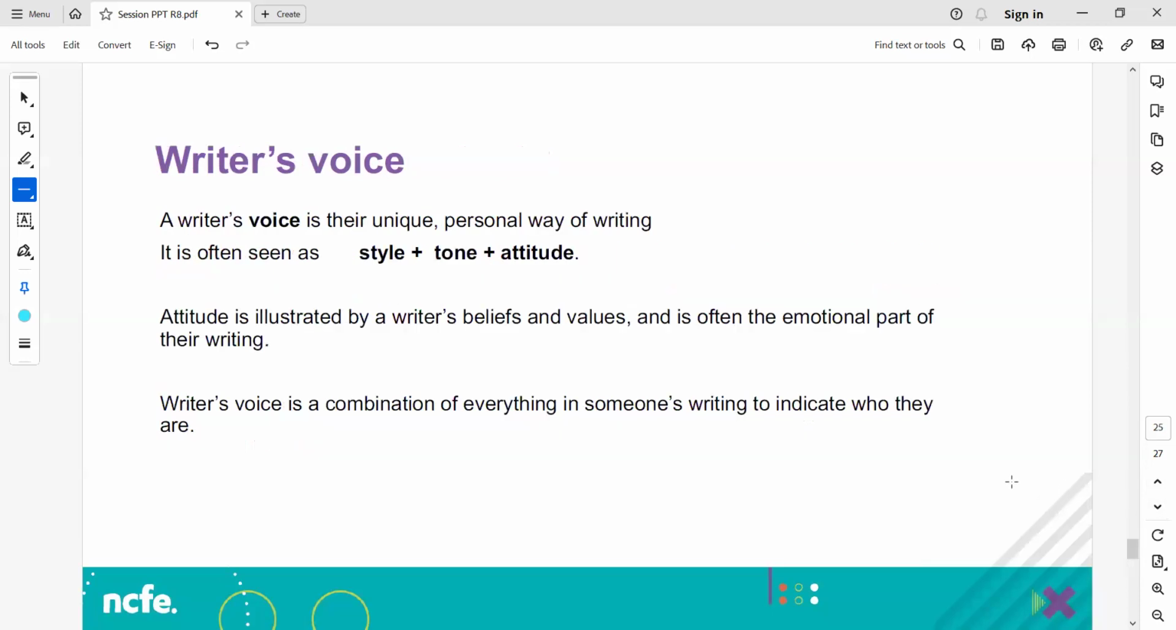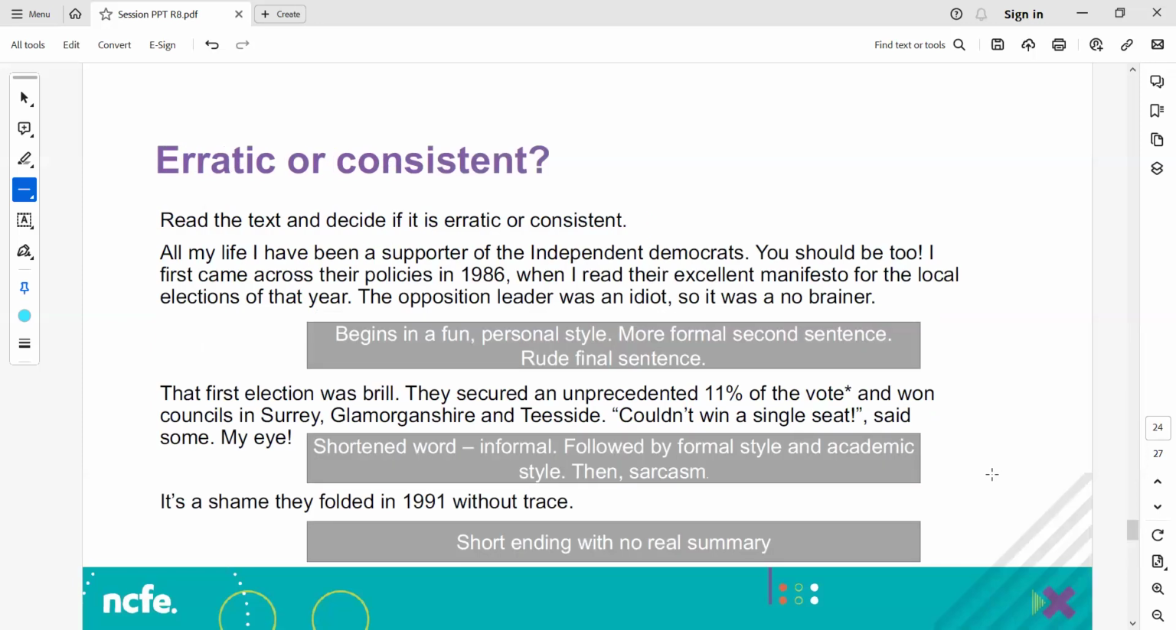Okay, can you go back a bit, please? Where did the last one go? It's a shame they folded it without trace. It has nothing. I don't know.